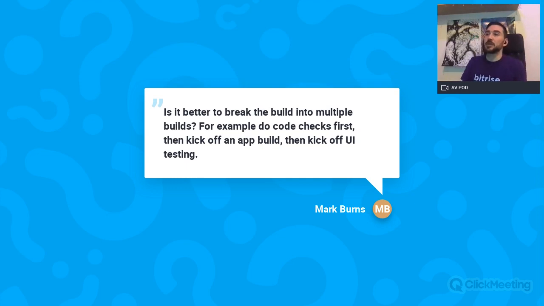Is it better to break the build into multiple builds? For example, the code checks first, then kick off an app build, then kick off UI testing. Well, depends. You are also able to separate these into separate workflows, and you don't necessarily have to use any kind of fan out technique to be able to simply run these workflows after a single trigger.